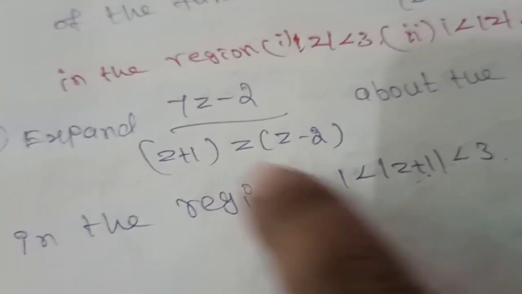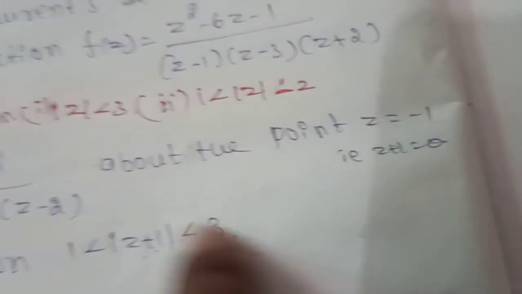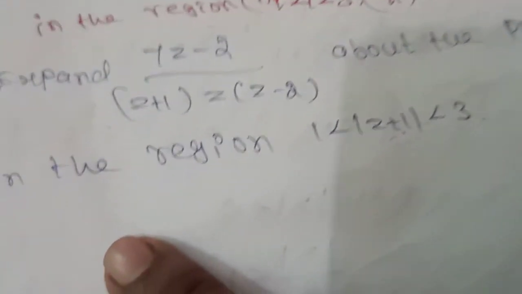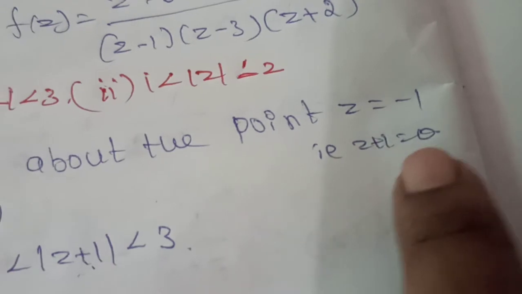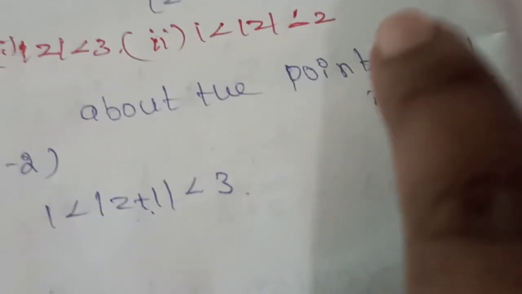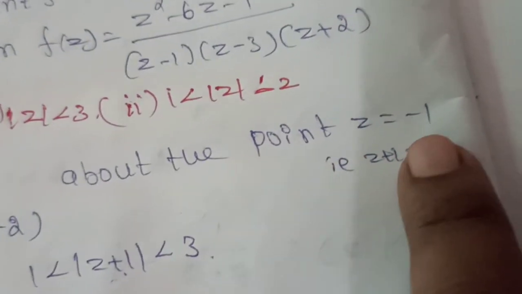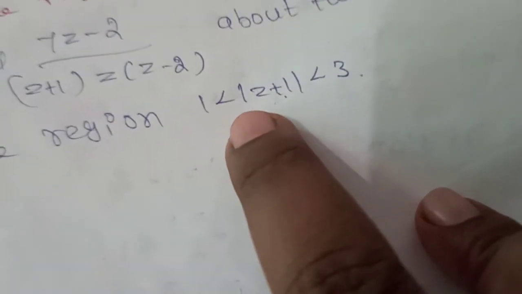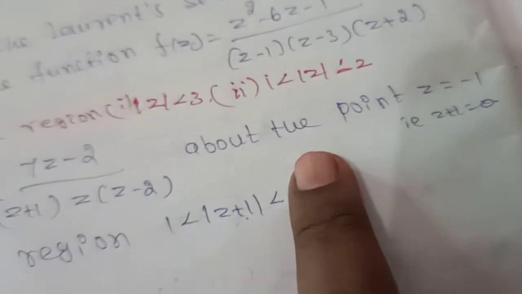The second problem is expand (7z - 2) / ((z + 1)(z - 2)) about the point z = -1, that is z + 1 = 0, in the region 1 less than modulus of z + 1 less than 3. About the point means here the denominator is z + 1, so that's why it is given as z = -1, but in our condition only the region matters, so consider 1 less than modulus of z + 1 less than 3. Don't get confused by this problem.